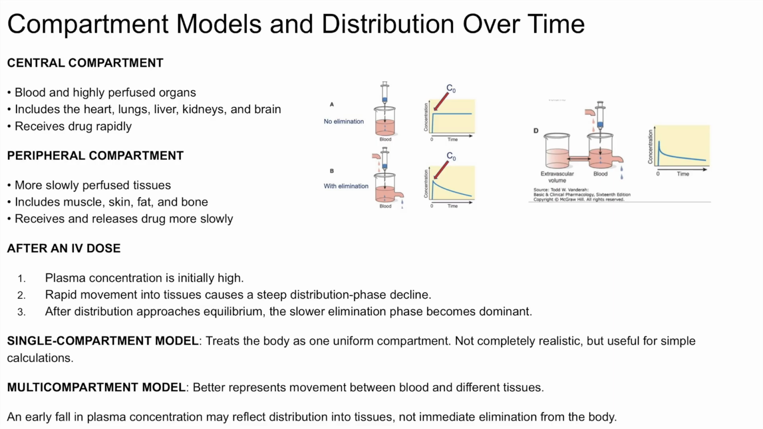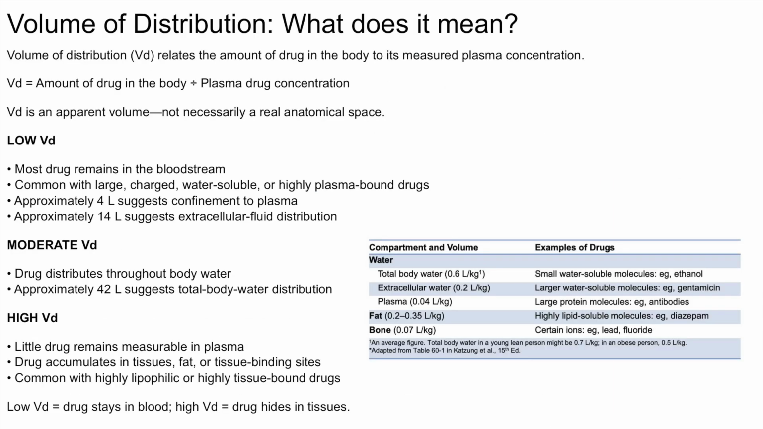After an intravenous bolus, plasma concentration is initially very high. A rapid early decline may occur as the drug distributes from blood into tissues, and this is the distribution phase. Once distribution approaches equilibrium, the slower terminal decline is dominated by elimination. A one-compartment model treats the body as if distribution were immediate and uniform. A multi-compartment model better represents movement between blood and different tissues. The key point is that an early decrease in plasma concentration does not necessarily mean the drug has already left the body.